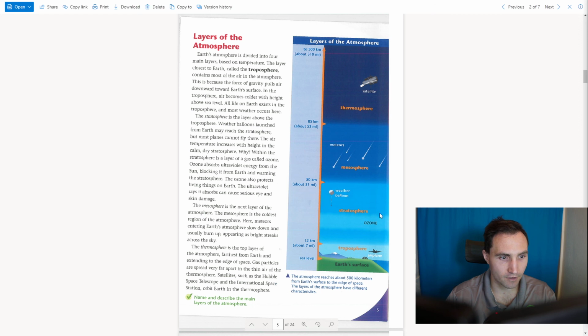The stratosphere, here's the stratosphere, is the layer above the troposphere. Weather balloons launched from Earth may reach the stratosphere, but most planes cannot fly here, so most planes stay in the troposphere. The air temperature increases with height in the calm, dry stratosphere. Why? Within the stratosphere is a layer of gas called ozone. Ozone absorbs ultraviolet energy from the sun, blocking it from Earth and warming the stratosphere. The ozone, you might have heard the ozone layer, also protects living things on Earth. The ultraviolet rays it absorbs can cause serious eye and skin damage.